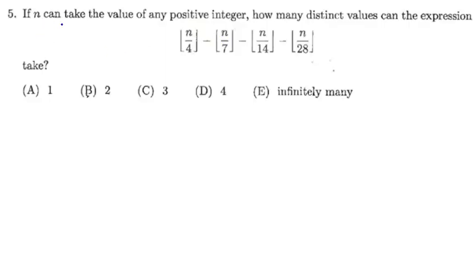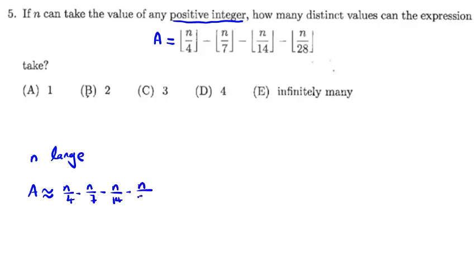Okay, problem number 5. If n can take the value of any positive integer, how many distinct values can the expression take? Okay, so it is A. Now n is any positive integer. Okay, so for finding, because we also have the choice infinitely many, consider if n, for example, is a large positive number. If n is a large positive number, then A will be near n over 4 minus n over 7 minus n over 14 minus n over 28.